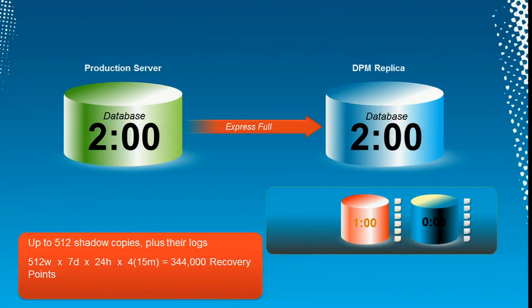So that means we can have 512 weeks of express fulls times 7 days, times 24 hours, times 4, because every hour we're going to take 4 times all the transaction logs. That means that in total we would be able to have 344,000 recovery points, which is huge, a lot. Now, I did a calculation just before I came here, and that's over 9 years of data on your disk.